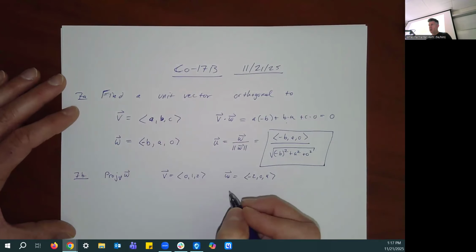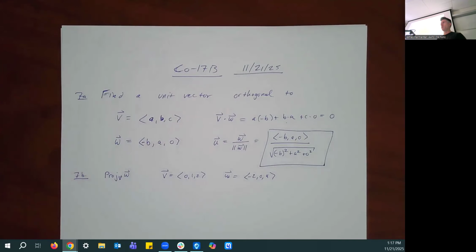Question: are you given the projection formula on your formula sheet? Does the professor give you a formula sheet? It looks like a no. Okay, so we need to know this formula, right?